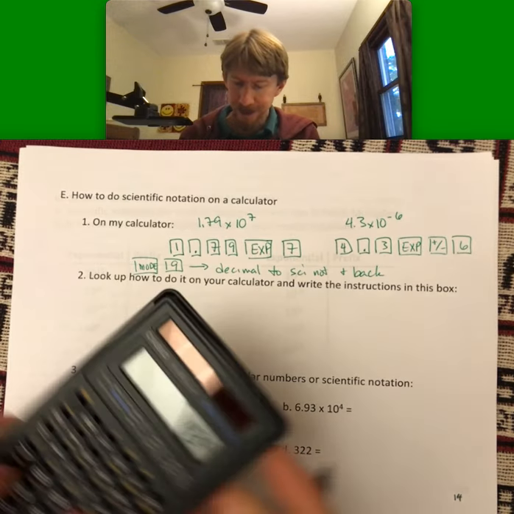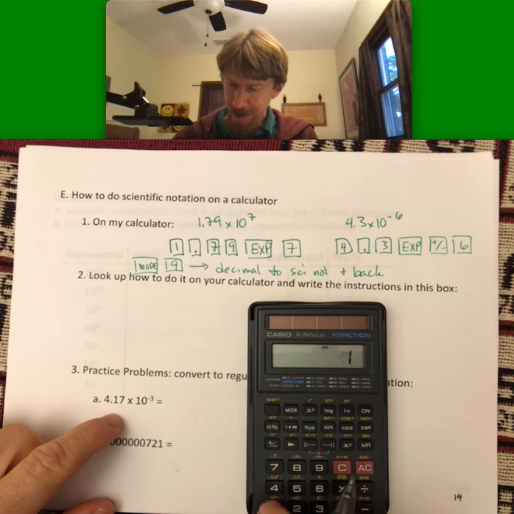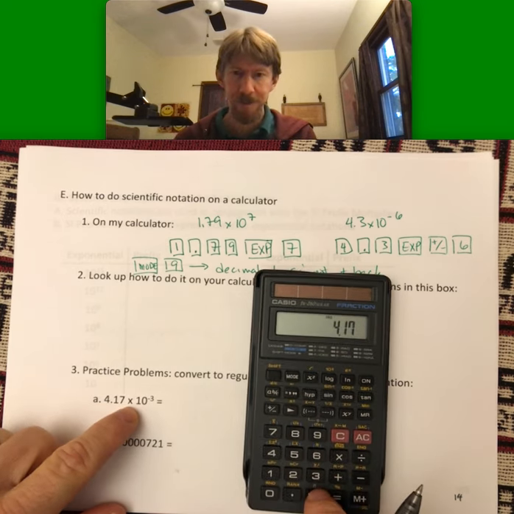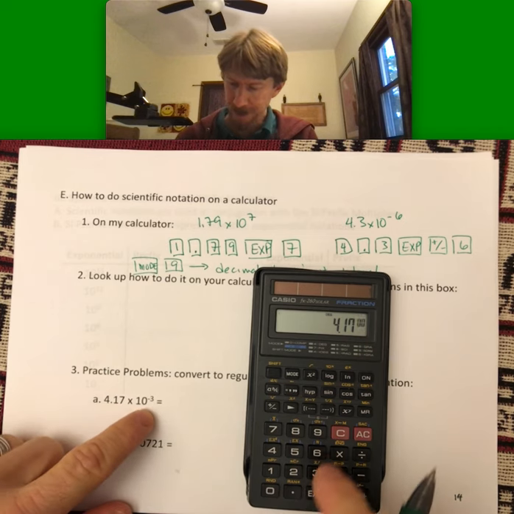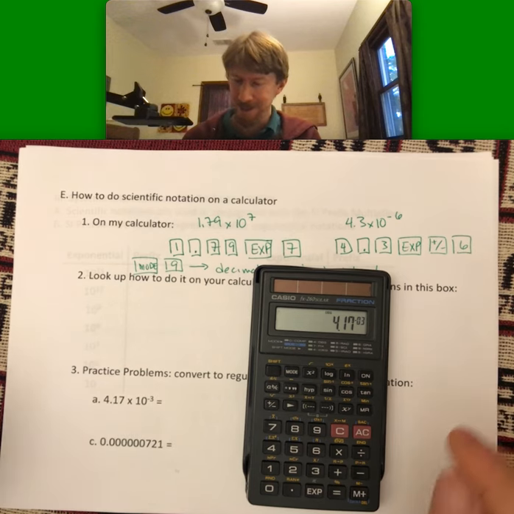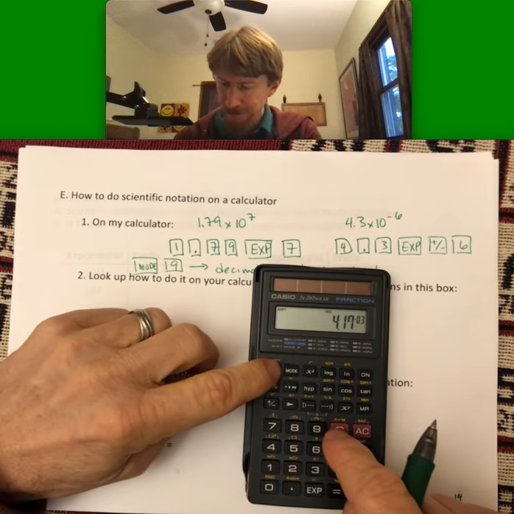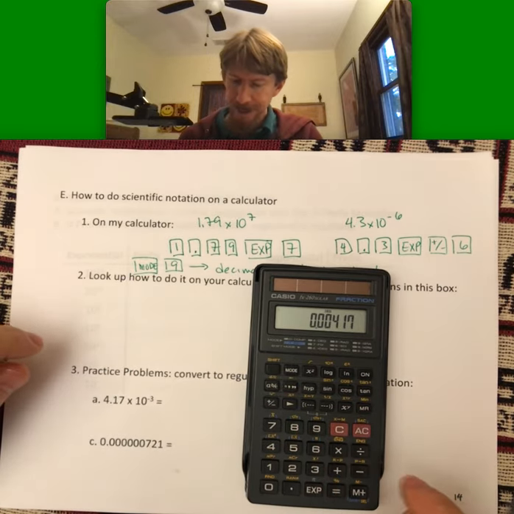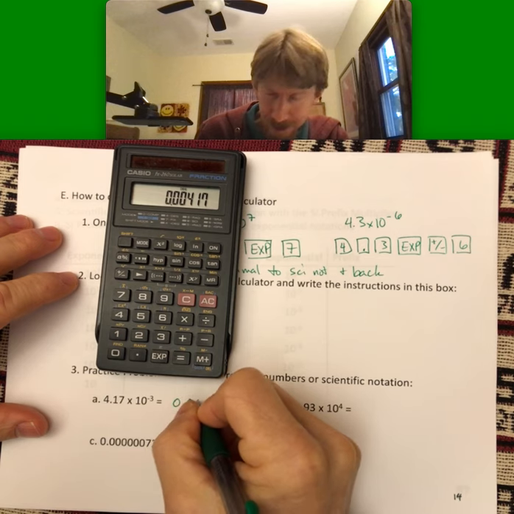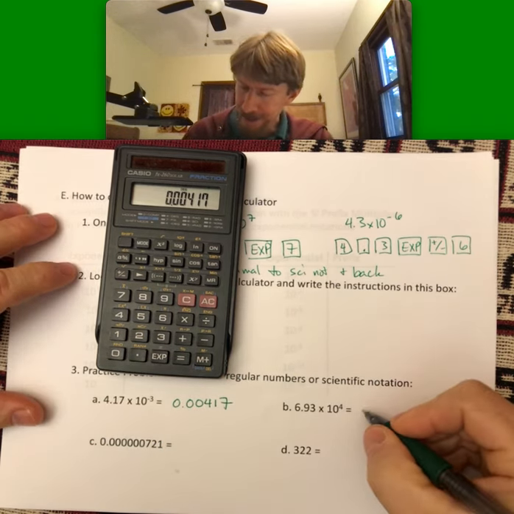Now that we have our calculator, I'm going to put in 4.17 times 10 to the, and here's my exponent button, then 3 and minus. Actually, I usually hit the 3 and then the minus, but it doesn't matter. Then I hit equal, and it didn't do anything. So I'm going to do shift, and now it tells me that this is 0.00417.